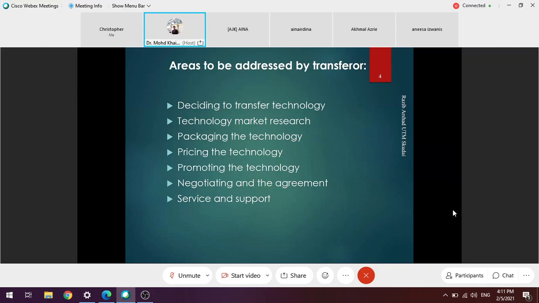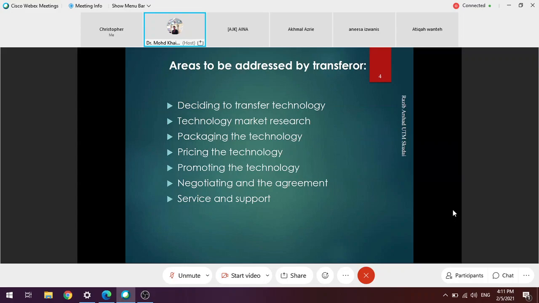We have to do this technology market research. We have to do the packaging of the technology. Although the packaging is almost a similar concept with products, again, we have different things in the packaging for the technology, by which we have to protect the technology before we can give the technology to the people. And then we have to put the pricing of the technology.